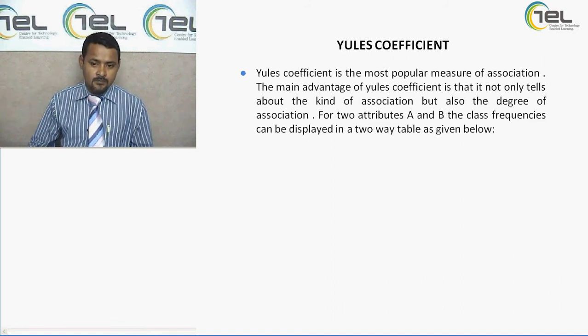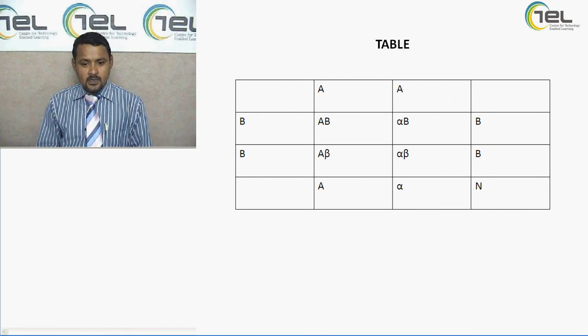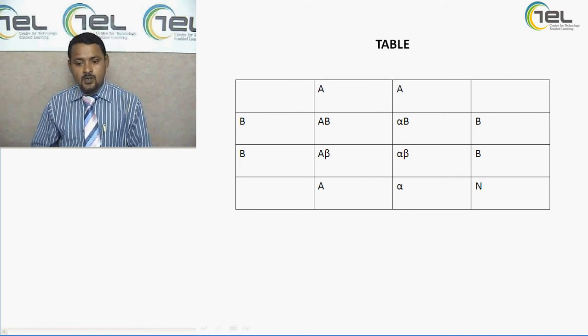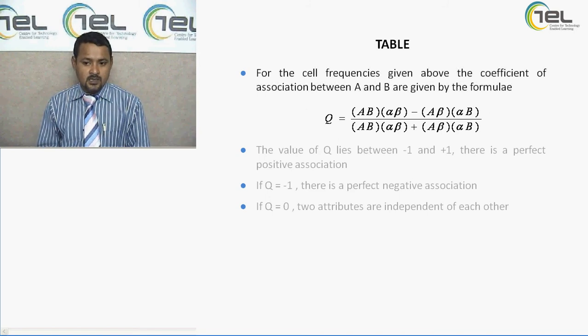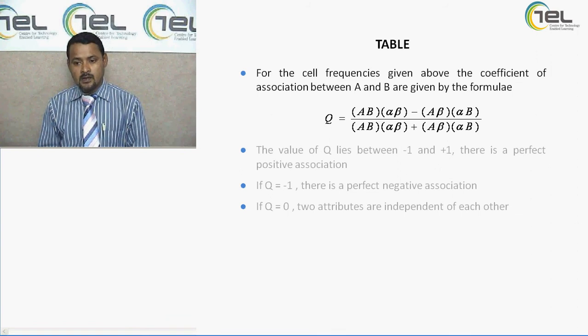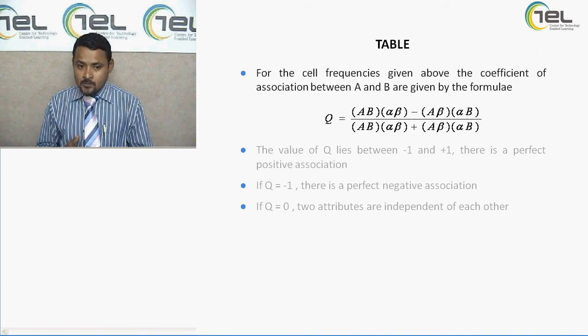That is like the proportion method. A and B, then beta, AB, alpha B, A beta, alpha beta, and B, alpha, and N. Total is A, total is alpha, and total is N. We can summarize that in a formula. For the cell frequencies given above, the coefficient of association can be calculated as Q. Q is AB into alpha beta minus A beta into alpha B divided by AB into alpha beta plus A beta into alpha B. The value of Q lies between -1 and +1.